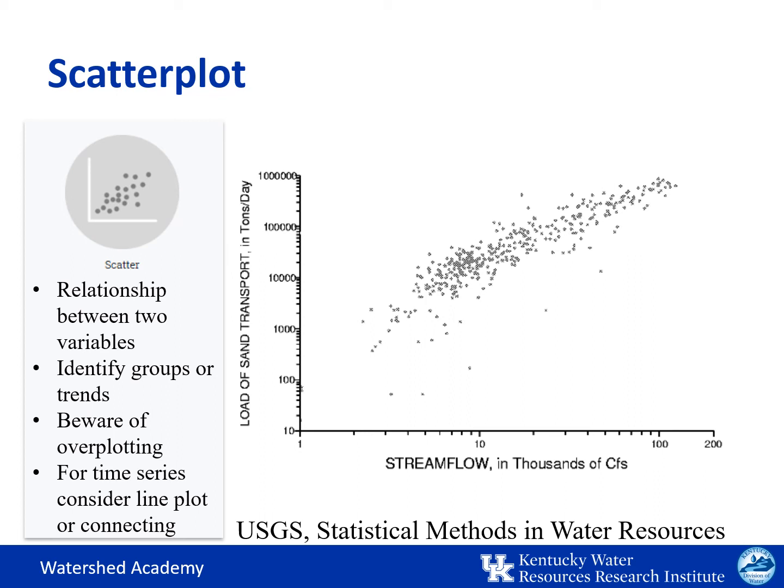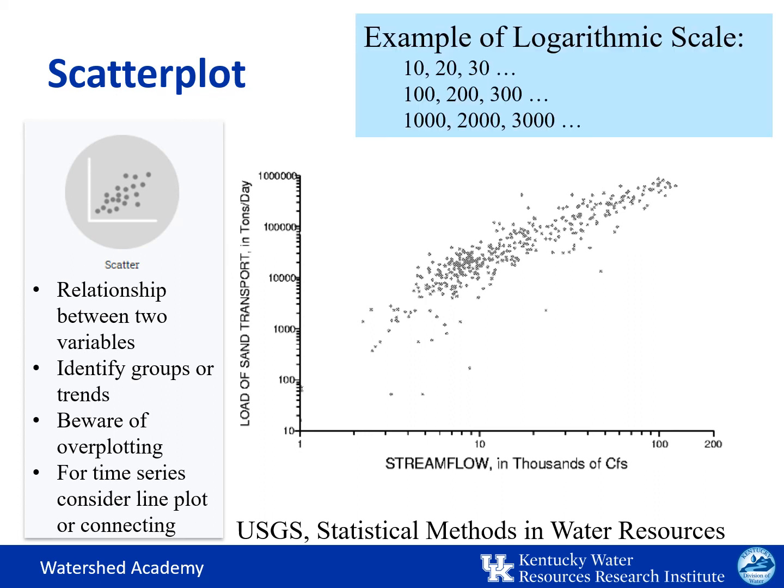We want to note that in this case, both axes are shown in a logarithmic scale. A logarithmic scale is used to show data sets that occur over a very large range. And so rather than counting 1, 2, 3, 4, 5, 6, 7, 8, 9, 10, 11, it counts in 10, 20, 30, and so on, and then 100, 200, 300, and then 1,000, 2,000, 3,000. So be careful to check the scale on your charts and graphs.